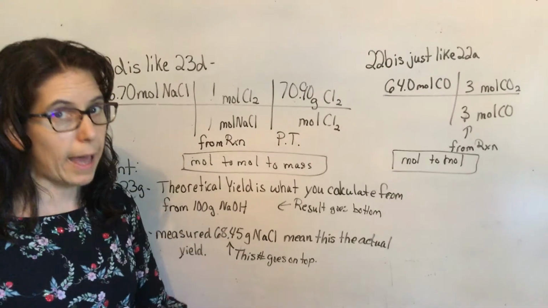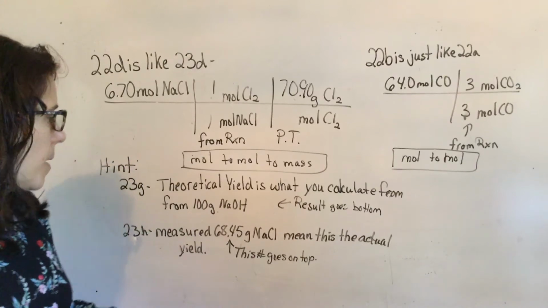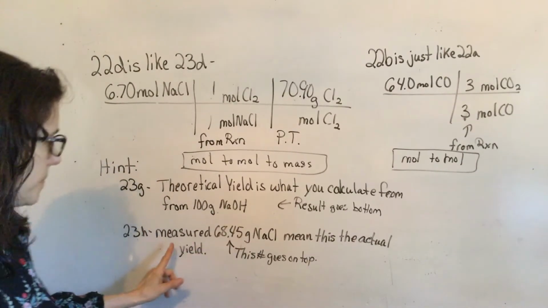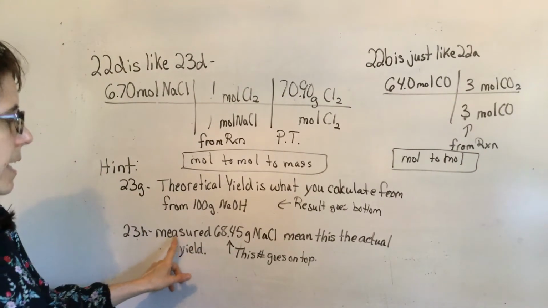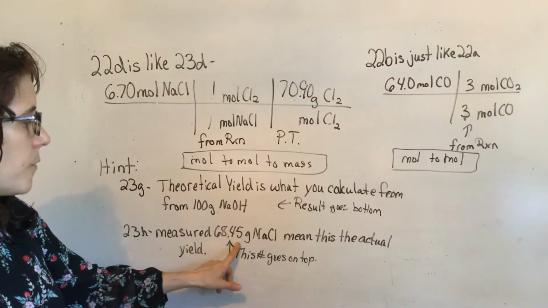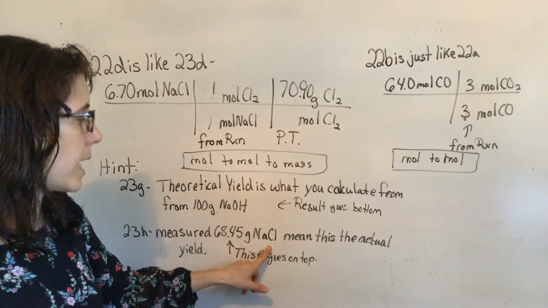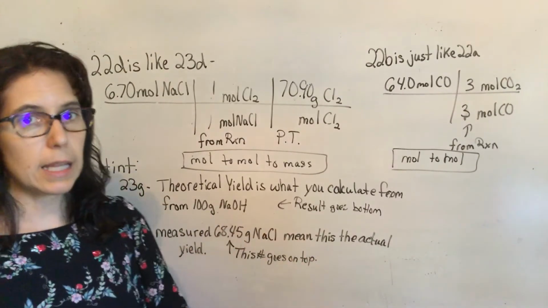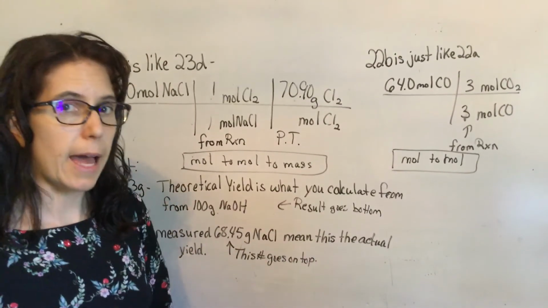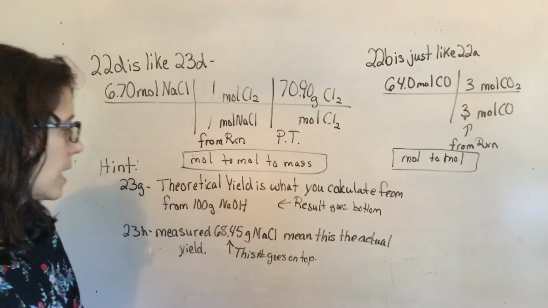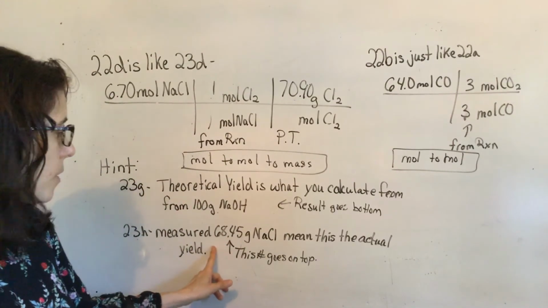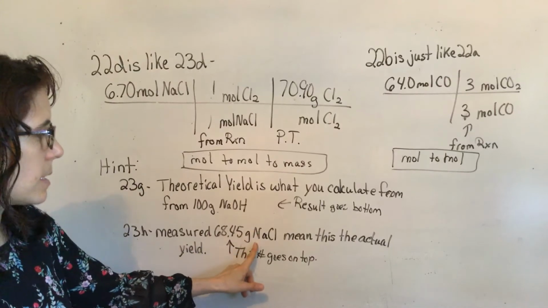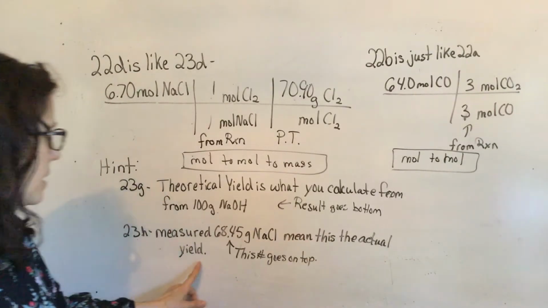The second question was 23H. Do you have to calculate the actual yield? And it tells you that in the lab they measured 68.45 grams of sodium chloride. This is telling you the actual yield. So in class we actually would have done a lab where you found the actual yield and you would have measured it, okay, but it's telling you they measured this mass and this is the actual yield.